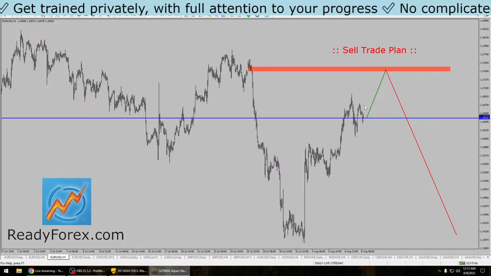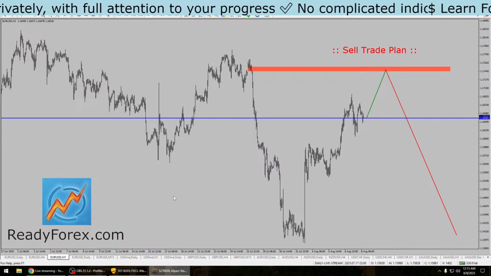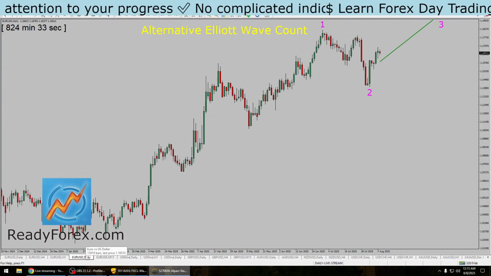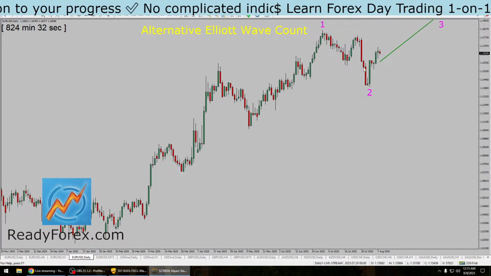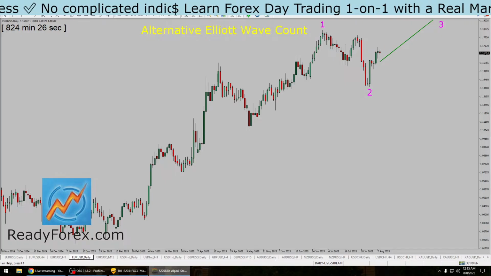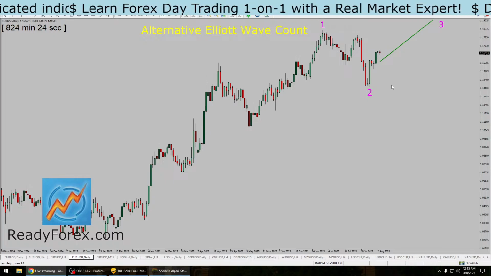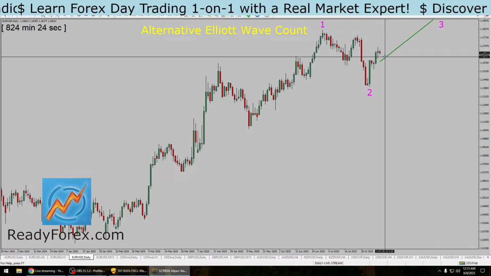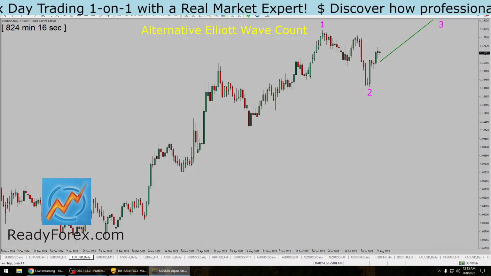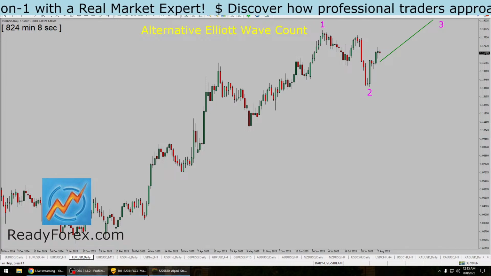Next, let's take a look at euro dollar, and I'm going to present an alternative Elliott wave count. An alternative count, also known as Plan B, suggests that euro dollar currency pair is most likely going to move sideways. Okay, and market is just going to move sideways and then expect further upside in euro USD currency pair. So this is the forecast.